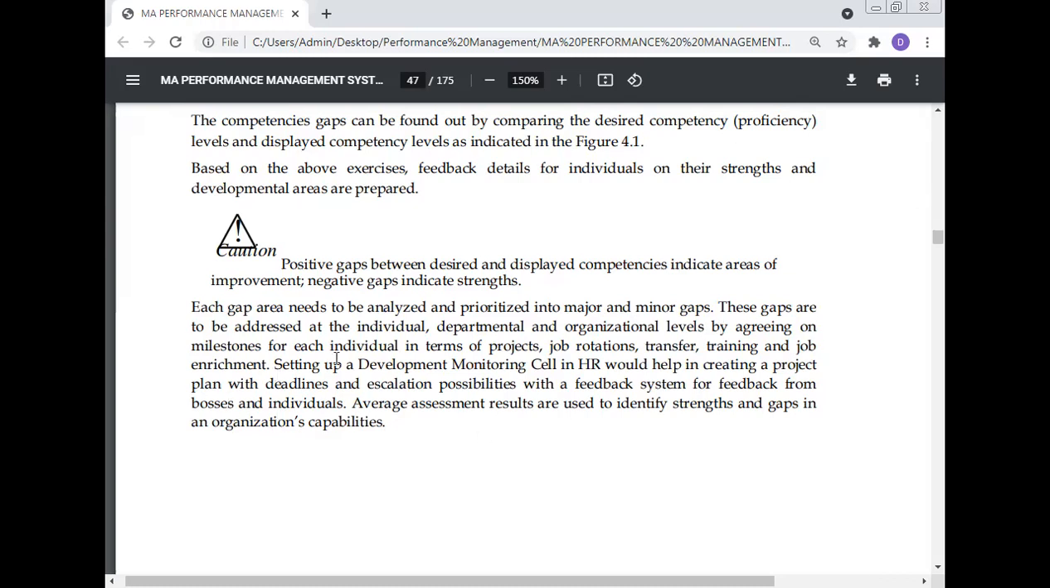These gaps are to be addressed at the individual, department, and organizational level by agreeing on the milestones for each individual in terms of projects, job rotations, transfer, training, and job enrichment. Setting up a development monitoring cell in the HR would help in creating a project plan with the deadlines and escalation of the possibility, with a feedback system for feedback from the bosses and individual. Average assessment results are used to identify strengths and gaps in an organization's capability.